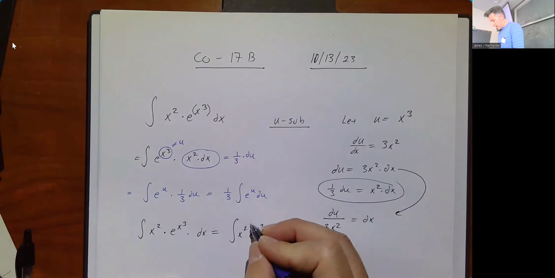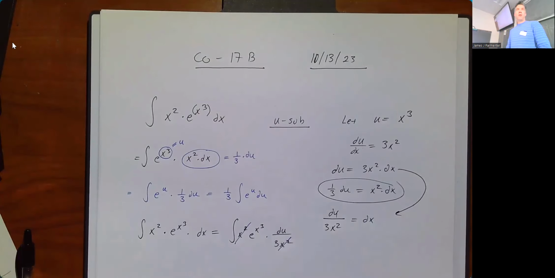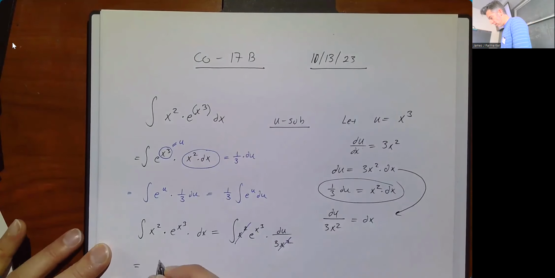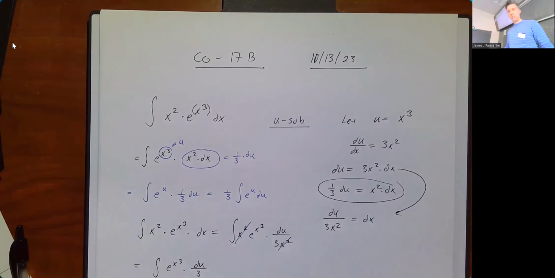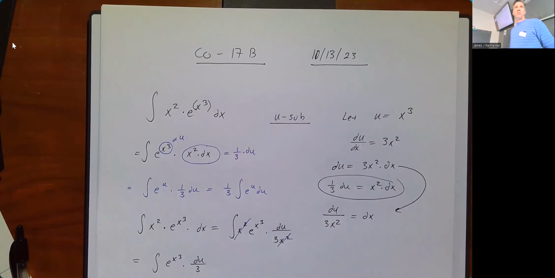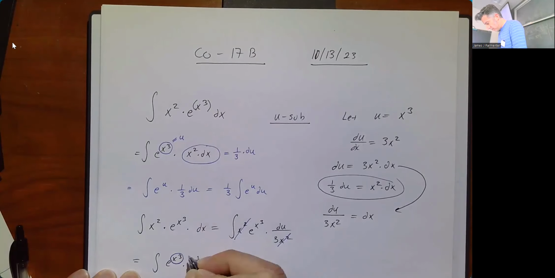The next step here is to cancel stuff. I'm going to say that x squared divided by x squared cancels out, is equal to 1. So now this integral is equal to the integral of e to the x cubed times du over 3. Does anyone see a problem about my integral and the variables it has in it? Right, exactly, because I can't have u's and x's. I need to have just u's or just x's, and I'm trying to get to u's. So I need to finish the process of transforming this and say, oh, that's my u.